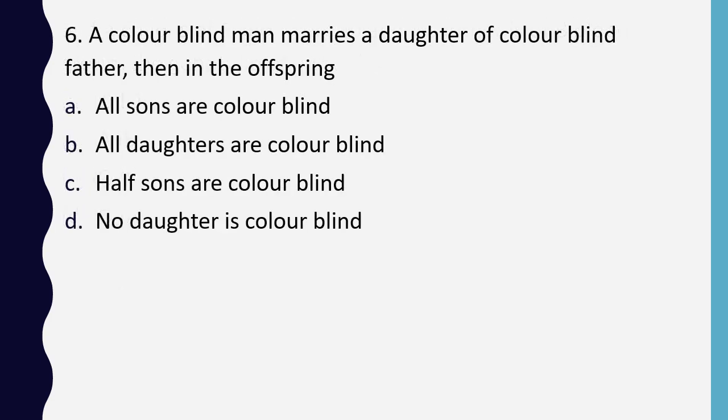Question number 6. A colorblind man marries a daughter of colorblind father. Then in the offspring, all the sons are colorblind, all the daughters are colorblind, half sons are colorblind, no daughter is colorblind. Man is colorblind who is marrying a daughter of colorblind father. Correct answer is option C. Half of the sons are colorblind.